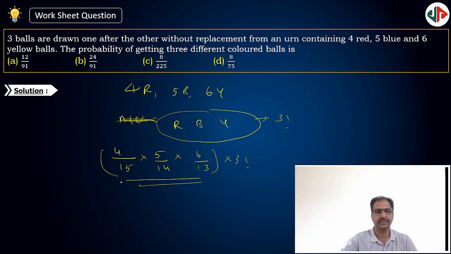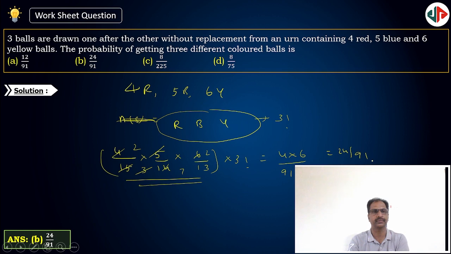So simplify this: 5 3 times, 3 2 times, 2 twos, 2 sevens. So this is 4 into 3 factorial is 6 by 13 sevens, 91. So 24 by 91 is the required probability. Option B.